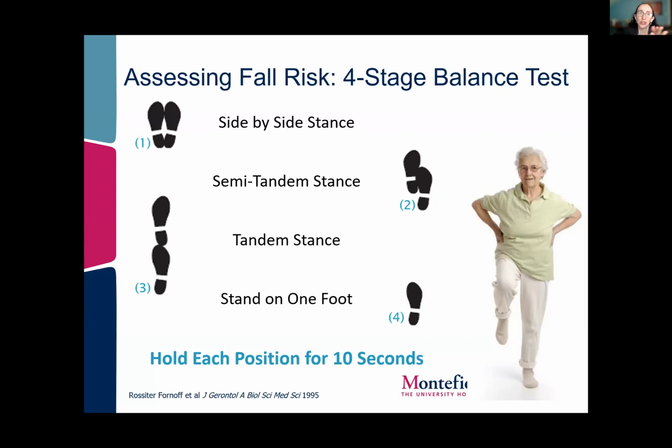But when I ask them to do this assessment, where they're going to stand in 4 different positions, each one for 10 seconds, I'm providing contact guard the whole time to make sure they don't fall in my office. When I ask them to do, for example, the semi-tandem or the tandem stance, and they realize, oh, I'm really having trouble, I can't do this unsupported. And of course, if a patient, when you're doing this test, can't last for 10 seconds independently in one of the stances, you shouldn't move on to the next one because of the risk of falls.